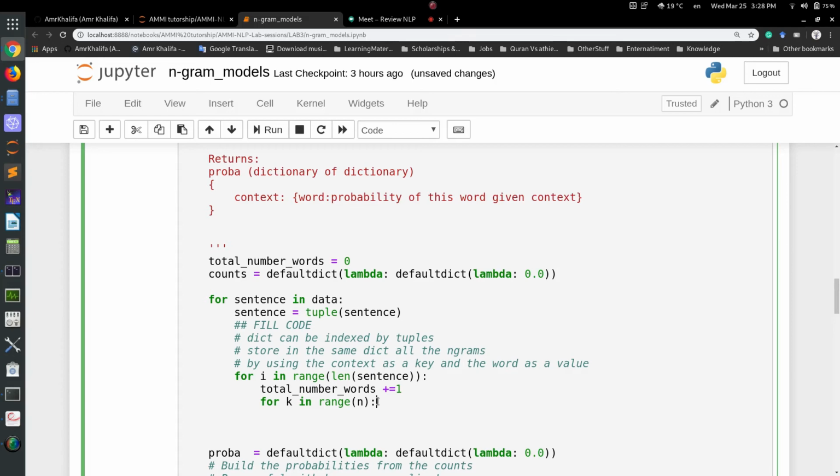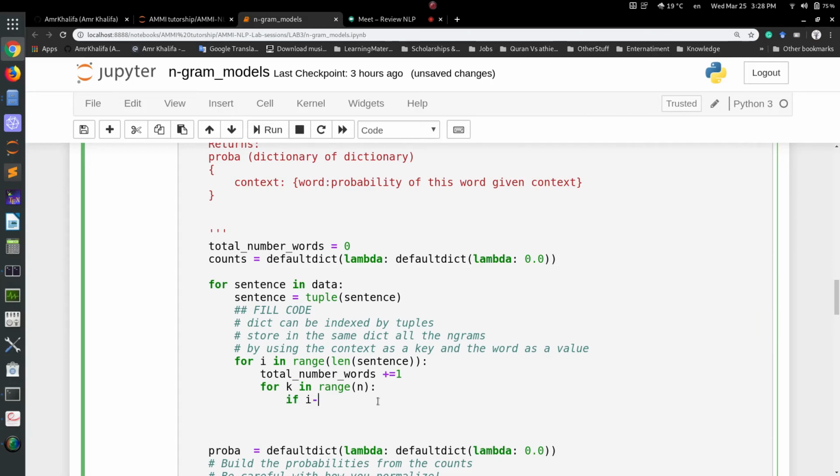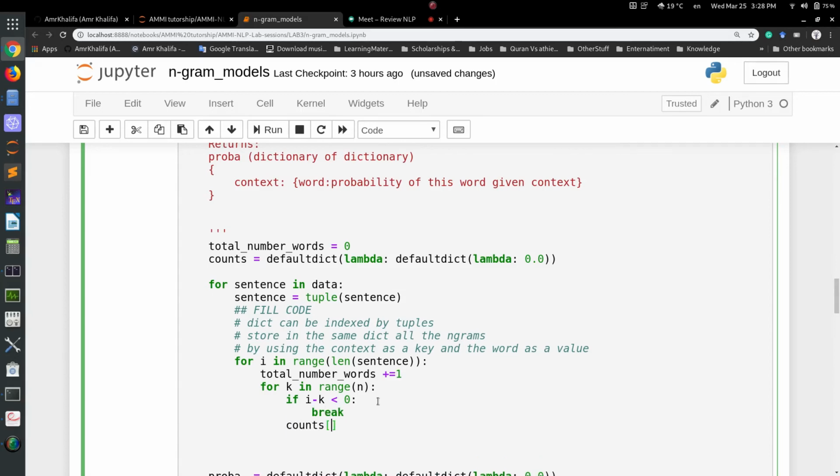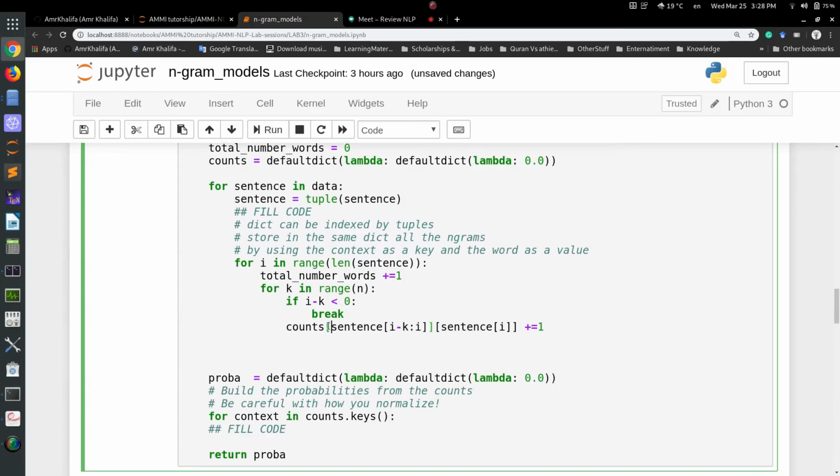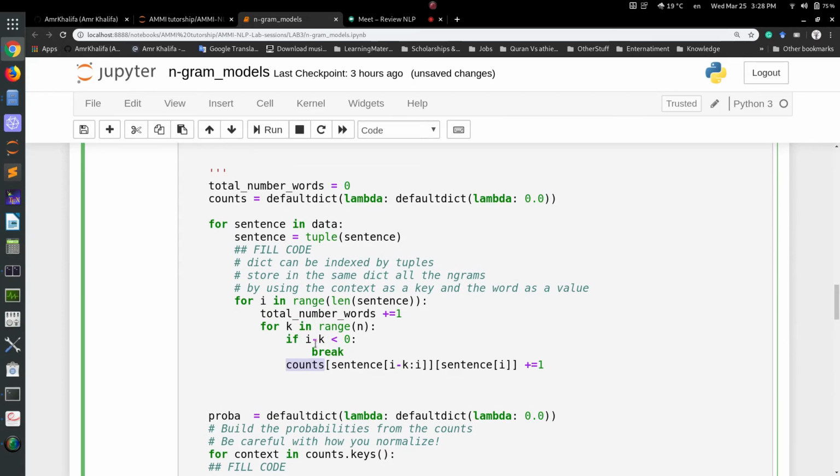Okay, I will build the counts for you. So if i minus k is less than 0, break. counts of sentence of i minus k to i, of sentence of i, plus equals 1. So what I've done here is I start populating the counts dictionary. For every sentence here, i minus k up to i is indexing the sentence for the words that are previous to the word i, up to k. So if k is 3, I need to look back at the 3 words before the word i.